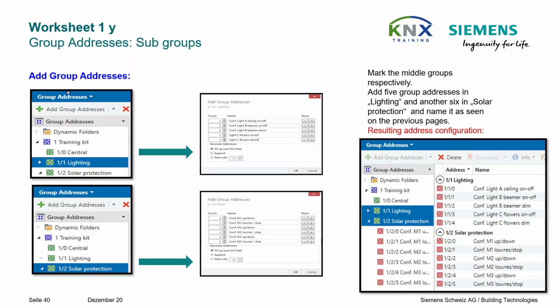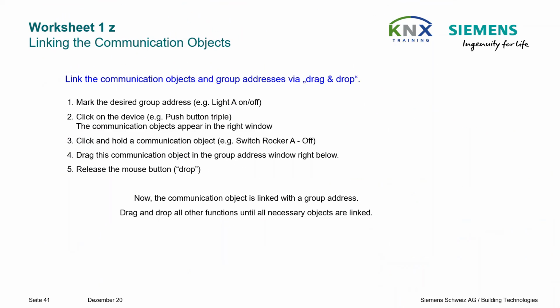The previously shown group addresses are now created in the group address window under the already existing middle groups. Mark the middle groups respectively. Add 5 group addresses in lighting and another 6 in solar protection and name it as seen on the previous pages. Here you see the resulting address configuration as it should result also in your project. Now, as we have the group addresses created, the final step must be done: linking the communication objects.